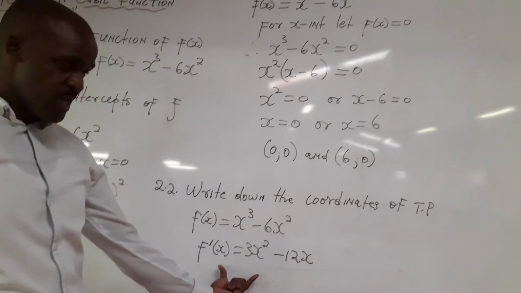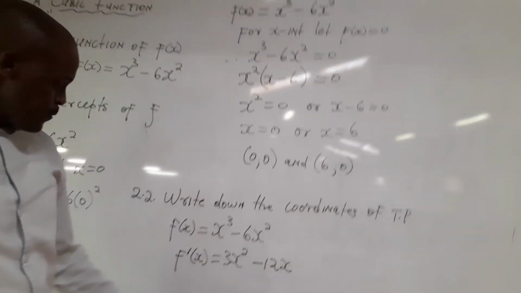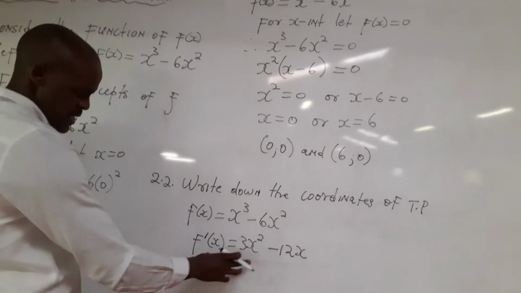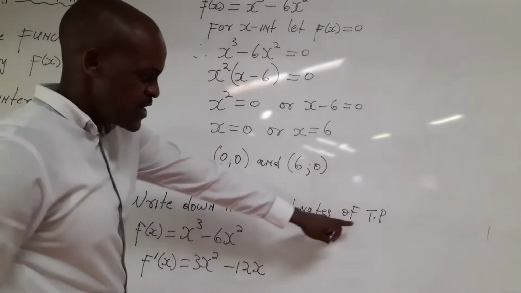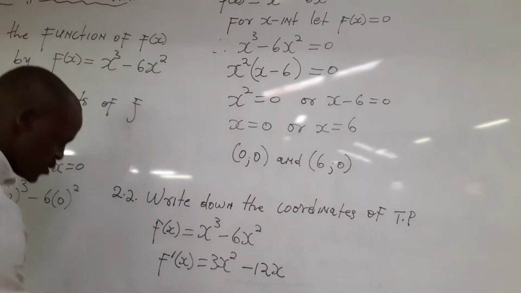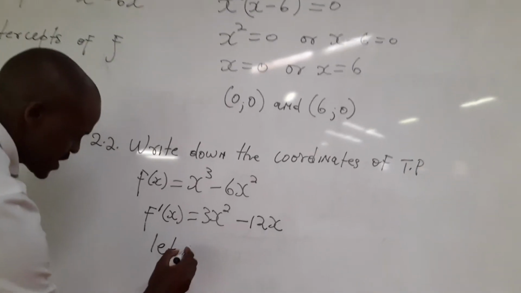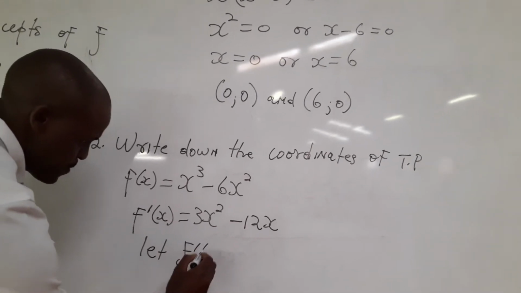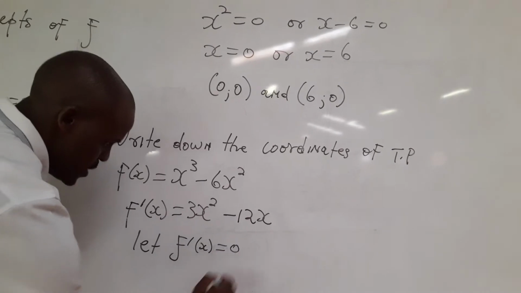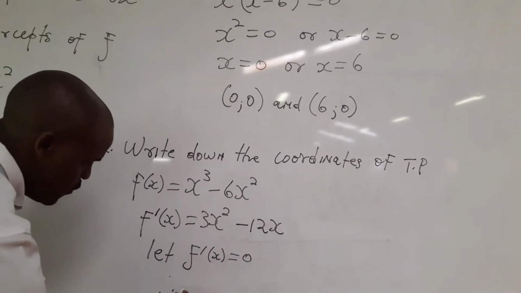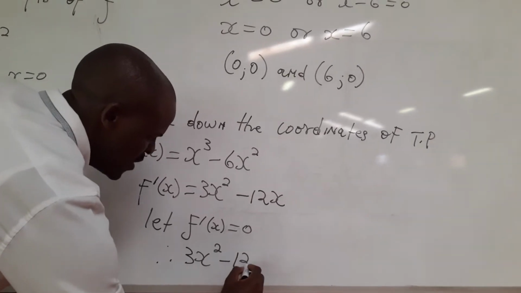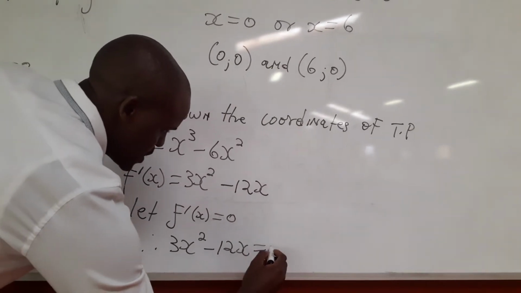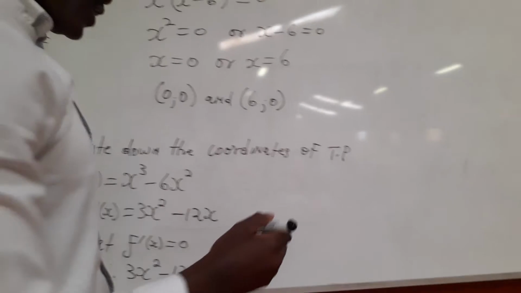The derivative is the gradient of a tangent. And this is the gradient of a tangent where? At the turning point. The gradient of a tangent at the turning point is 0. So we are to let our gradient be 0. Therefore, we are going to have 3x squared minus 12x equals 0. We equate our gradient to 0.